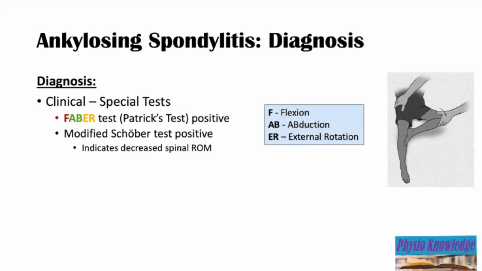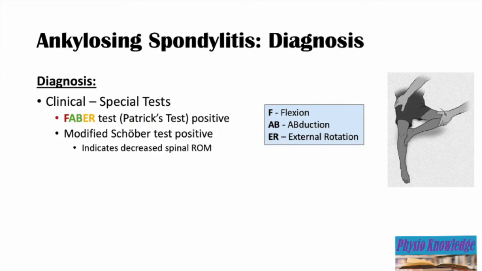So those are two clinical tests indicating sacroiliitis with Faber's test and decreased spinal range of motion with the Schober's test, indicating or increasing our suspicion of ankylosing spondylitis. So those can help with the diagnosis of ankylosing spondylitis.